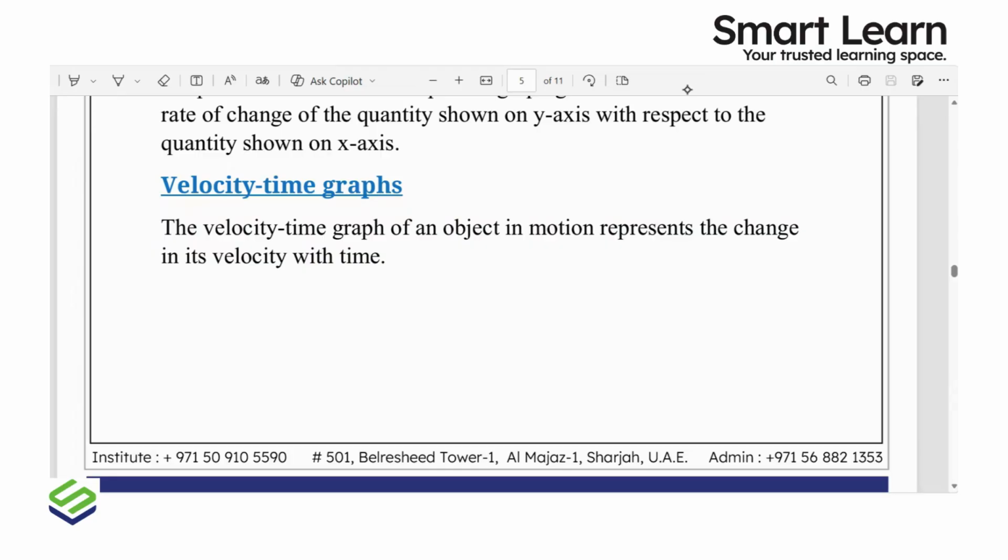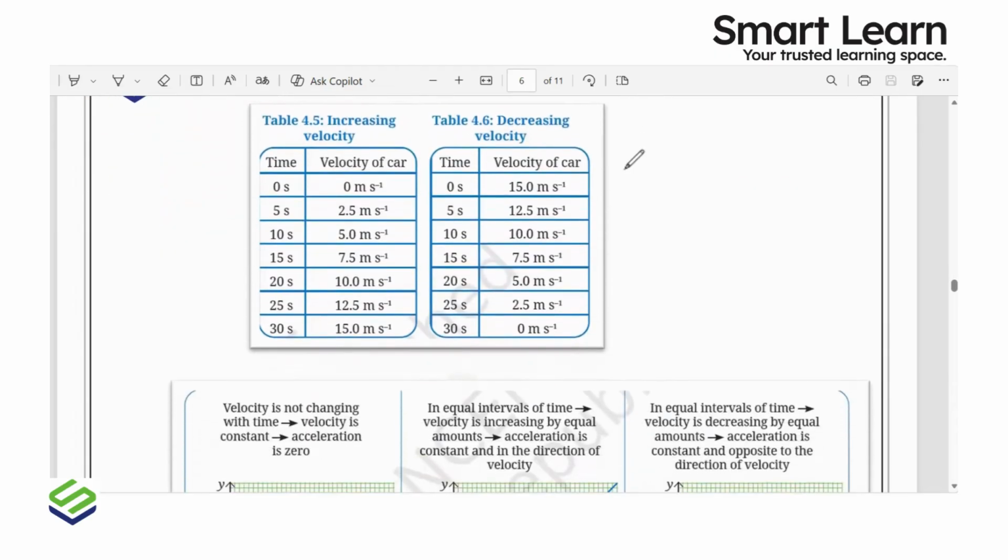The second part of the chapter is the velocity time graph. Okay. So what will be velocity time graph, children? A graph plotted with velocity along the y-axis and time along the x-axis. In mechanics, time will always be represented on the x-axis. So we will see how the velocity is changing with respect to time. So some data is given.